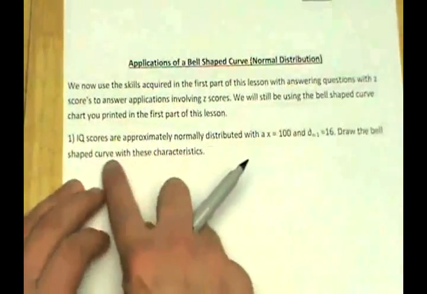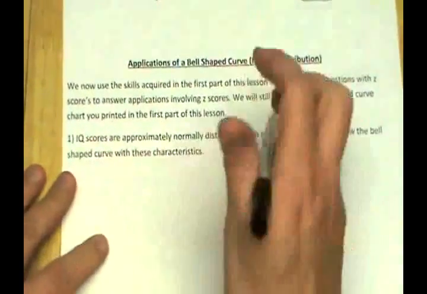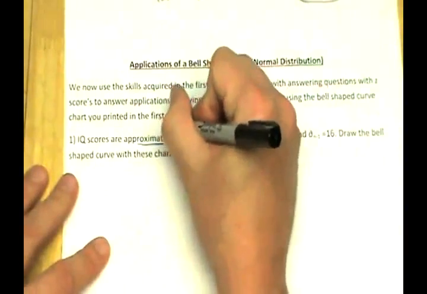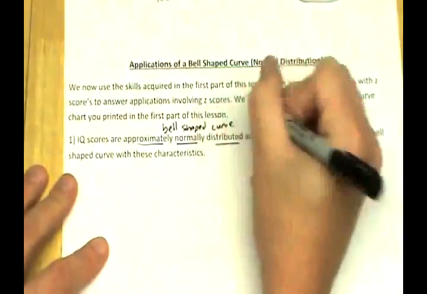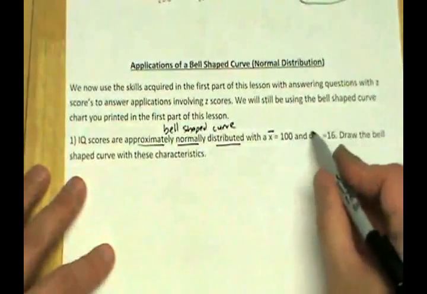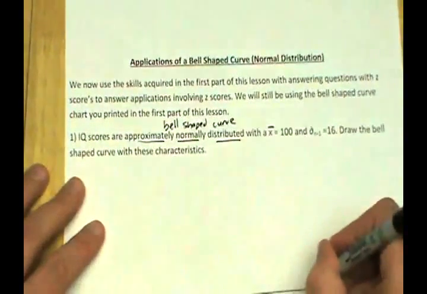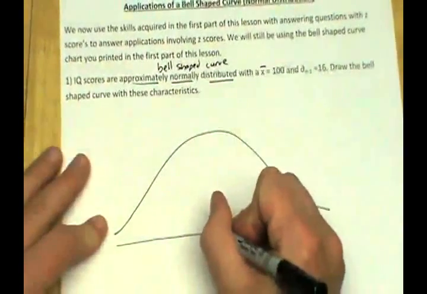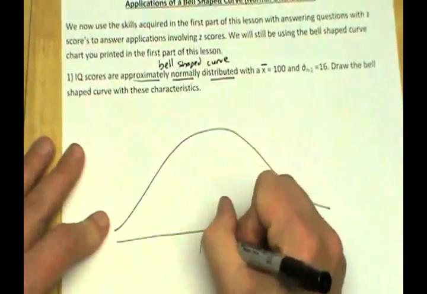So here we go. So let's take IQ scores. They're approximately normally distributed, which, those 3 words mean bell-shaped curve, with a mean of 100 and a standard deviation of 16. All right, so if we put the tick mark in the middle, the tick mark in the middle is the mean. So in this particular case, that's going to be 100.